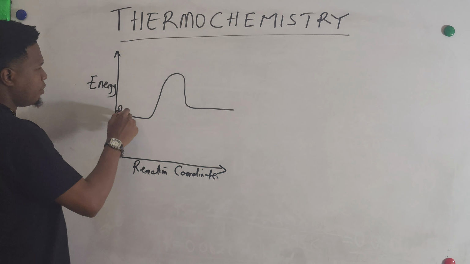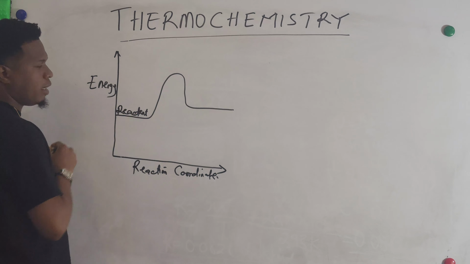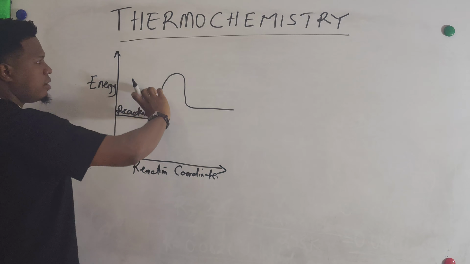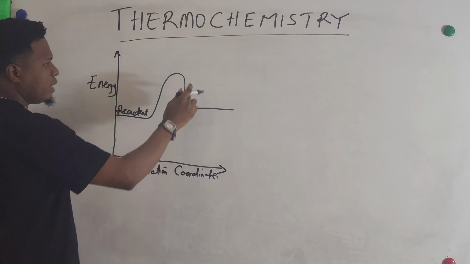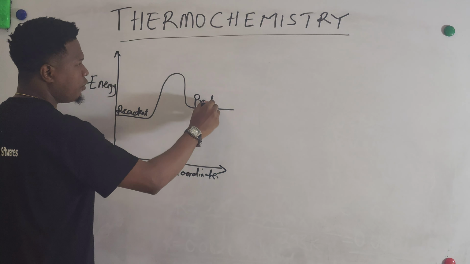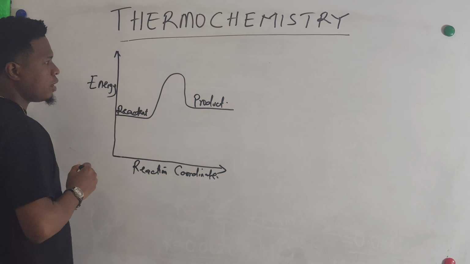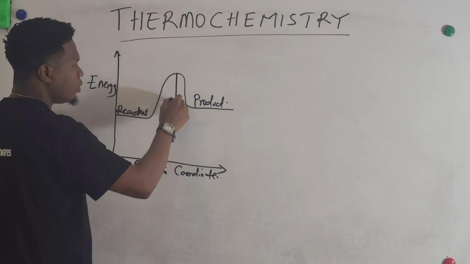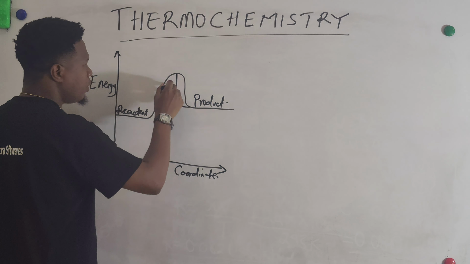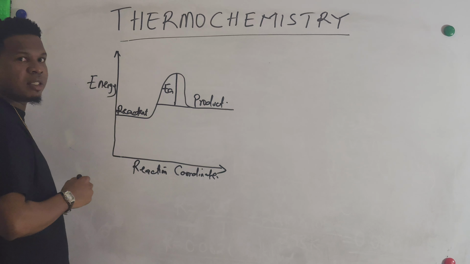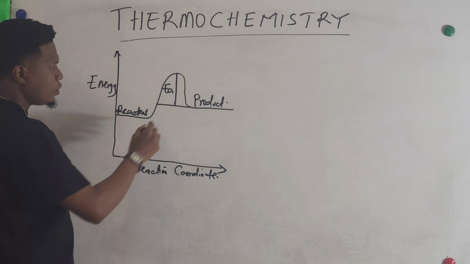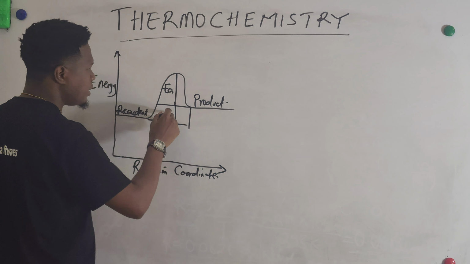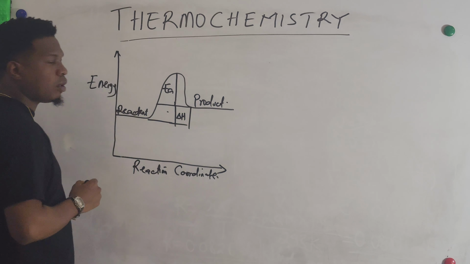Now this is your reactant before the reaction. When the reactant reacts, it follows this curve and then gets to the product. For it to arrive at this product, it must overcome this energy we call the activation energy. From here to here represents the heat that is either absorbed or given off.